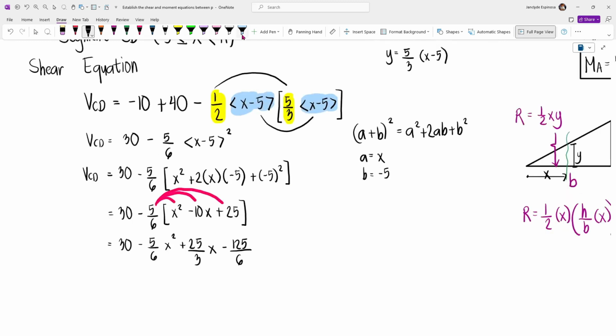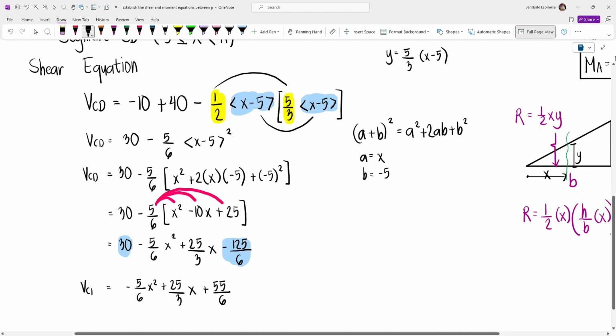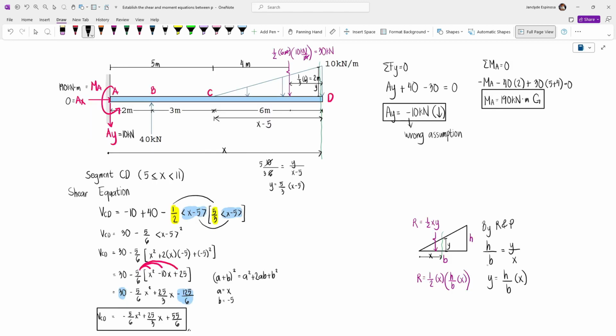And so joining the like terms, since these are constant numbers, let's treat the highest degree as our first term. So this is the highest degree, so minus 5/6 x squared plus 25/3 multiplied by x. And then 30 minus 125 over 6, that's gonna give us 55 over 6. So this will now be our shear equation. So this is VCD. Now we are already done with the shear equation.